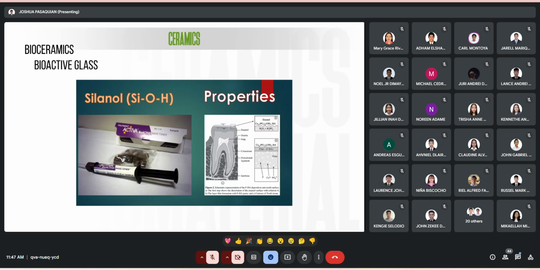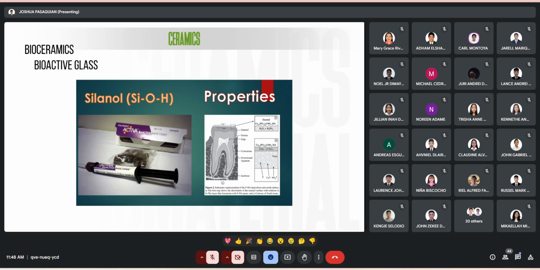Bioactive glass has 2 main properties: bioactivity and its antimicrobial properties. Once in contact with body fluids like saliva, bioactive glasses immediately undergo ionic dissolution and glass degradation via the exchange of hydrogen ions in the solution and sodium and calcium ions from the glass network.